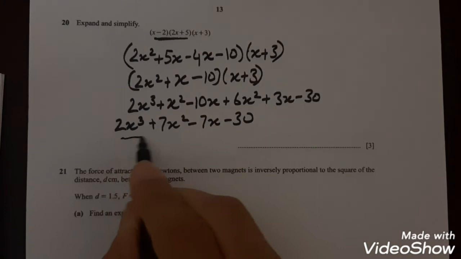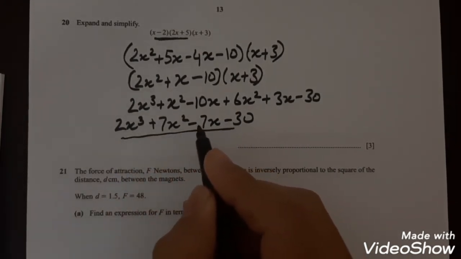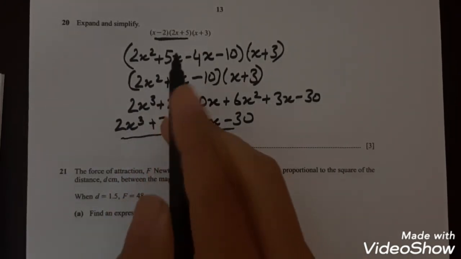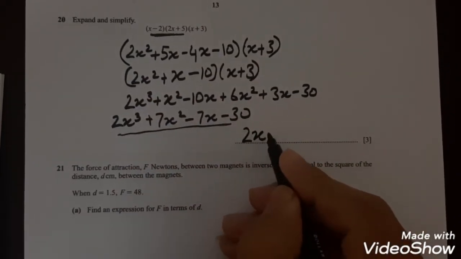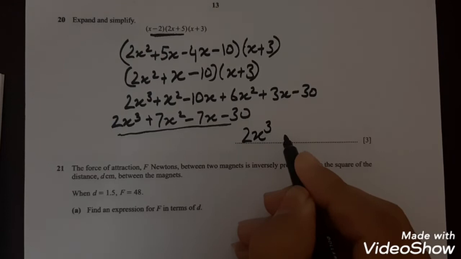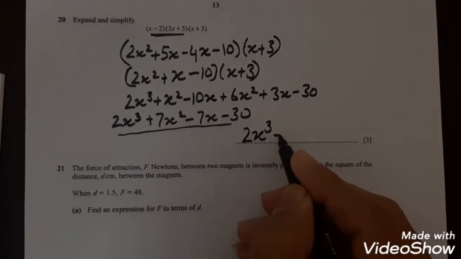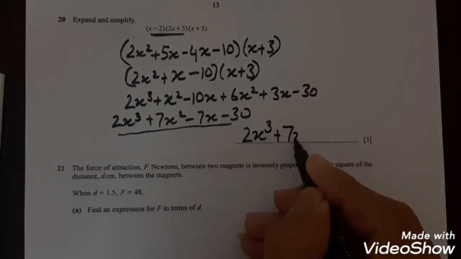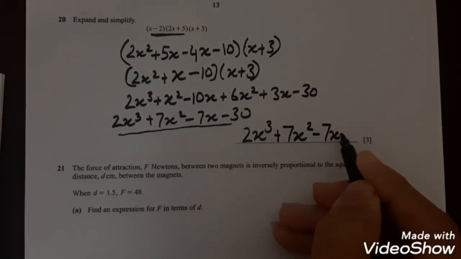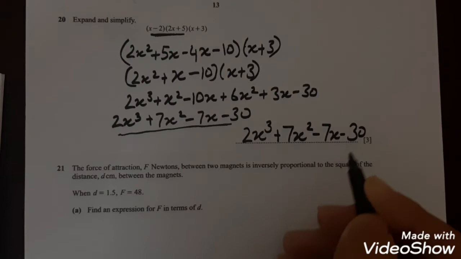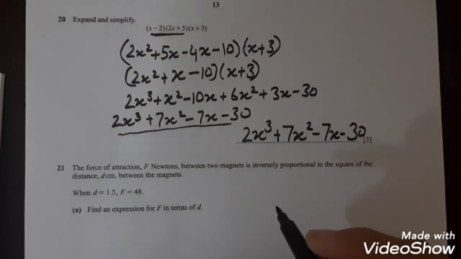So this will be the final expansion and simplification of this equation. So we'll write 2x cubed plus 7x squared minus 7x minus 30. So this will be the final answer.